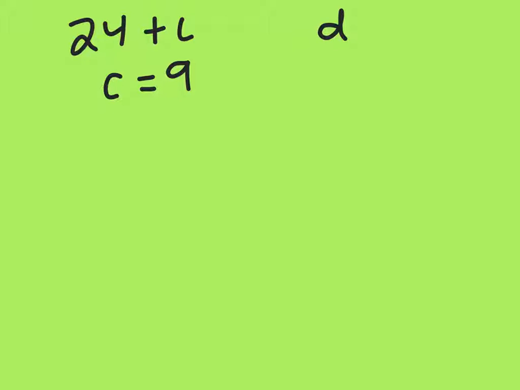Here's where you get to try, and you're going to try number 1 on your own. It says evaluate 24 plus c when c equals 9. And then number 2 says evaluate d minus 17 when d equals 30.